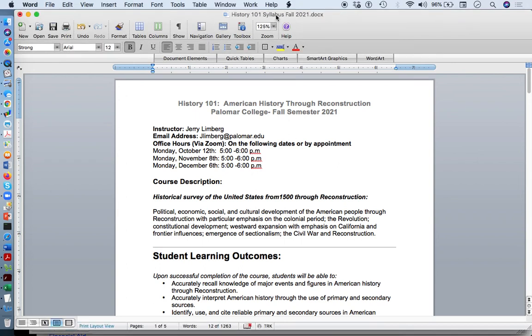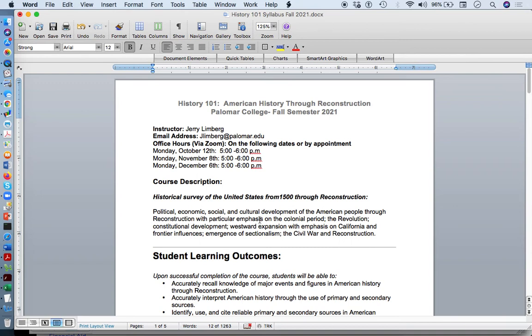This is a review of your course syllabus. At the top of the syllabus is my contact information, including my email address and office hours. I'm available for office hours on these 3 dates and times or by appointment. And office hours are via Zoom. The Zoom link is located on the main menu in your course Canvas site.